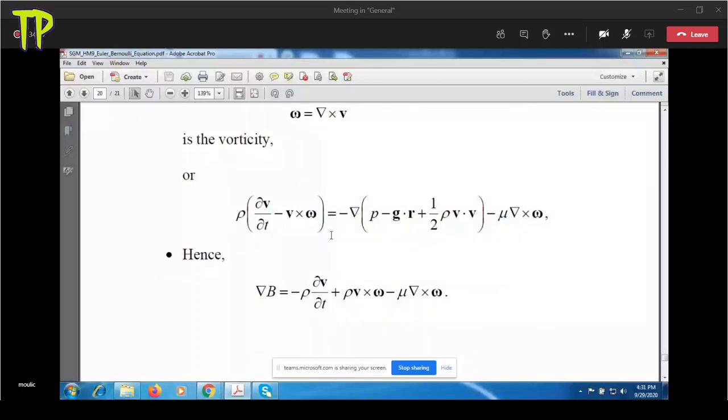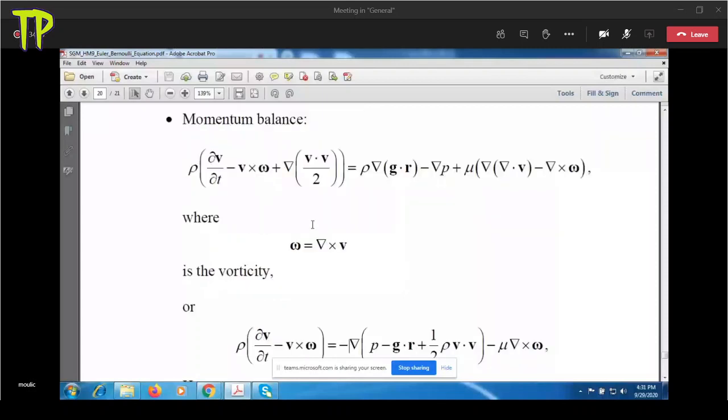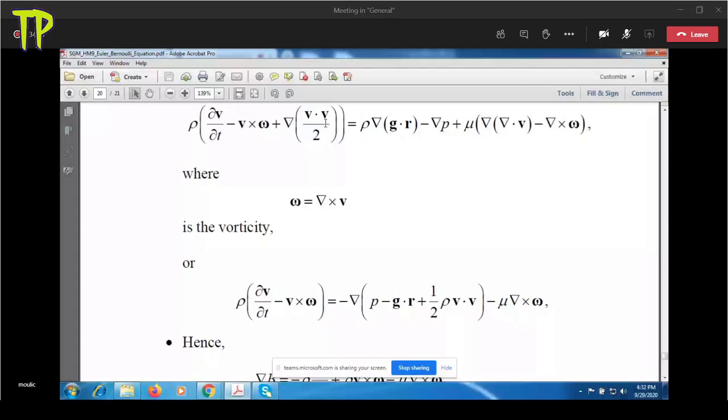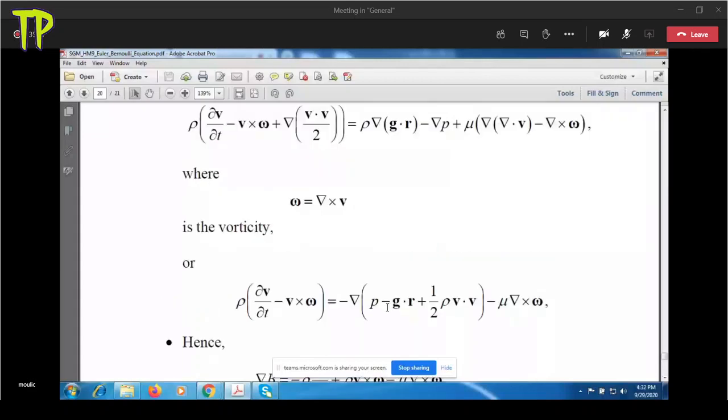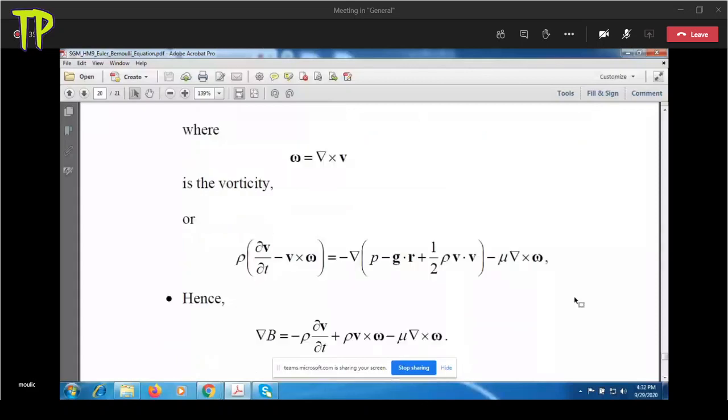Rho times del V del t minus V cross omega. Now what I have done is, since grad is a linear operator and we are assuming density to be constant, I can move this rho inside. And similarly, this rho I can move inside this term. And I can club the last term on the left hand side with the first term on the right hand side as well as the second term on the right hand side, and write it as minus grad of this whole quantity, which is p minus, I missed a rho here, sorry, rho g dot r plus half rho V dot V. Okay, so this you will recognize as what we were calling the Bernoulli function.